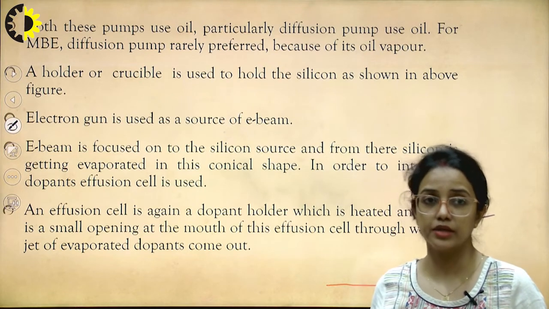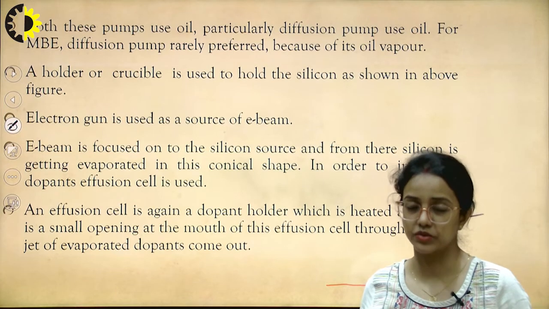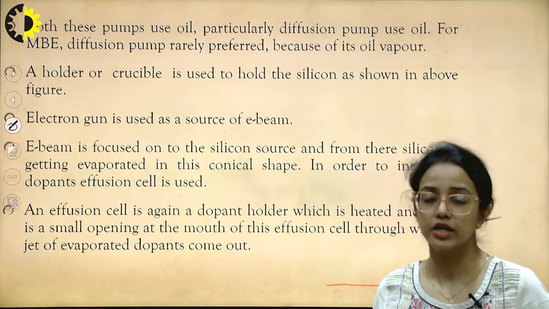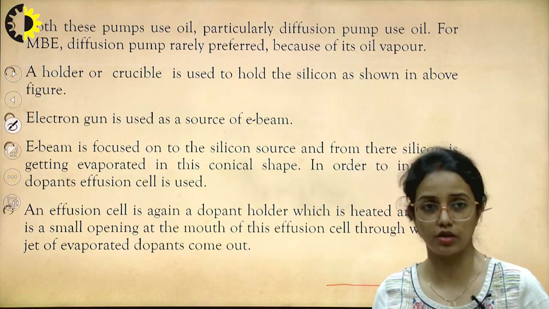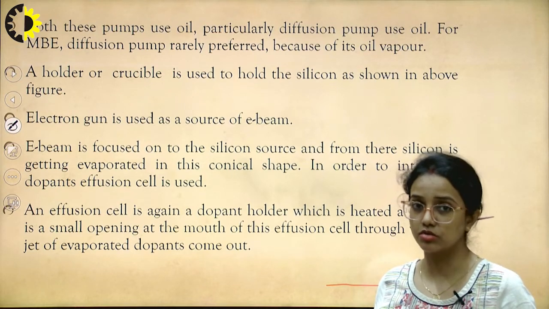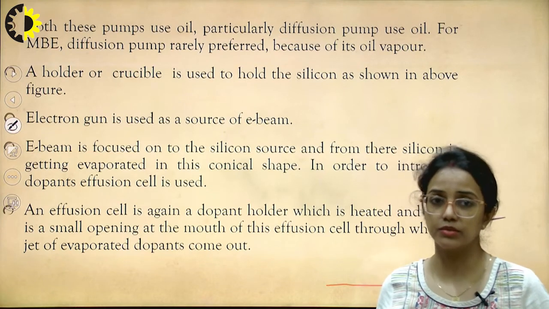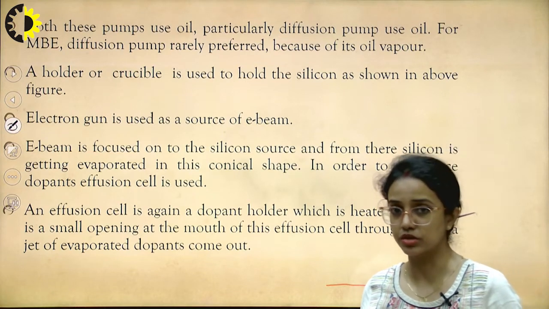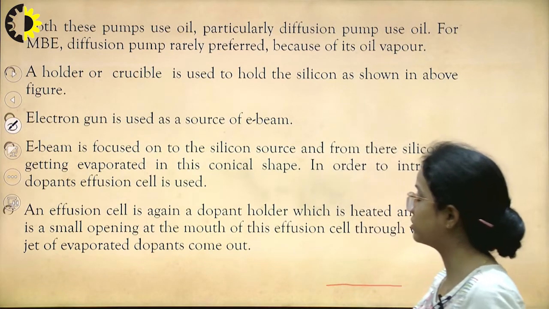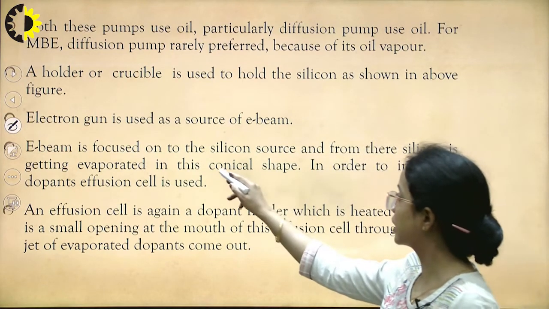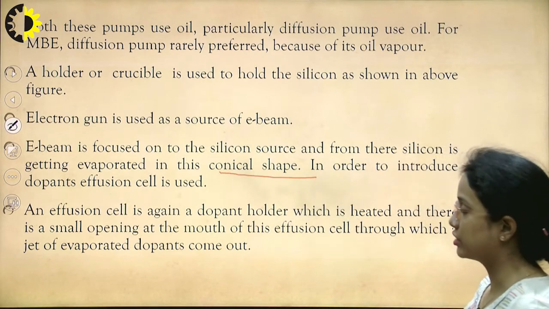For MBE, a diffusion pump is rarely preferred because of its oil vapor. So a holder or crucible is used to hold the silicon, as we have shown in the figure above. An electron gun is also used as the source of the electron beam. The electron beam is focused on the silicon source, and from there the silicon is evaporated in a conical shape. In order to introduce the dopant, diffusion cells are used.